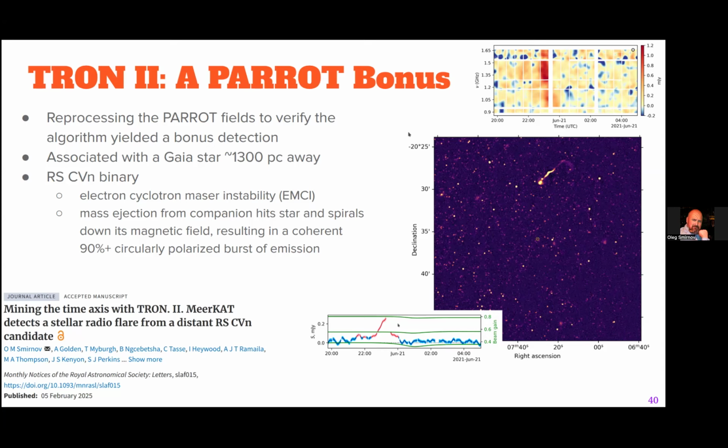I'm sorry, what is the radio emission mechanism for this RS CVn? Because you're detecting it all the time, right? I'm not sure actually we're detecting it all the time. Is that other stuff just noise then in the light curve? Yeah, of course. Yeah. This is just noise, but you can see the error bars.